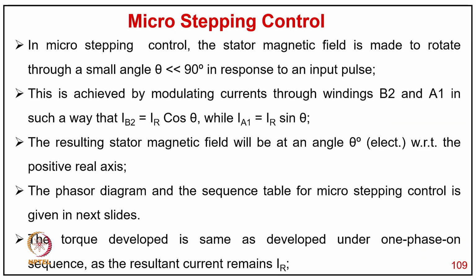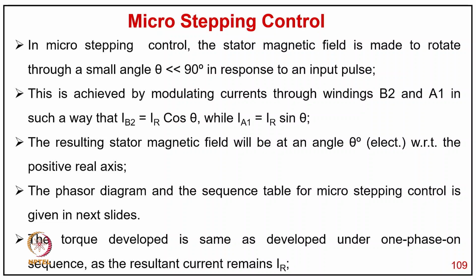In micro stepping control, the stator magnetic field is made to rotate through a small angle theta, much smaller than theta s, that is 90, in response to an input pulse. This is achieved by modulating current through windings B2 and A1 in such a way that IB2 equals IR cos theta and IA1 equals IR sin theta, and the resulting magnetic field will be at the angle of theta with respect to the positive real axis. The phasor diagram and the sequence table for the microstepping are given in the next slide.